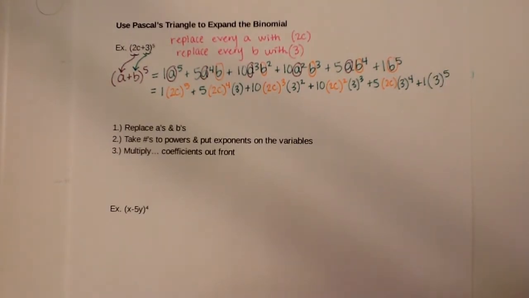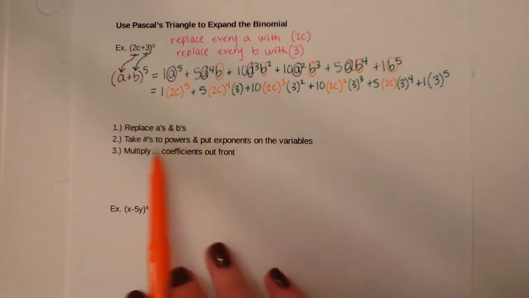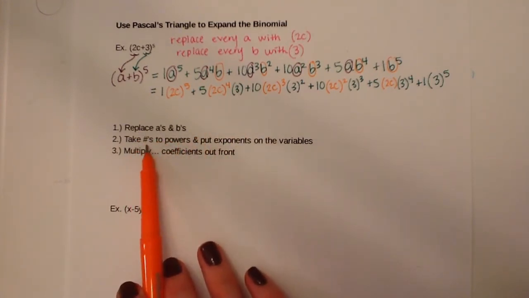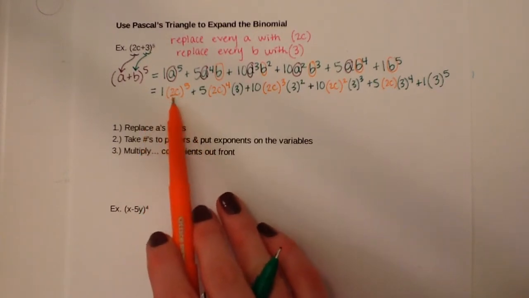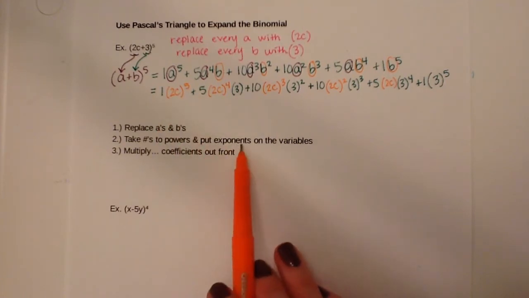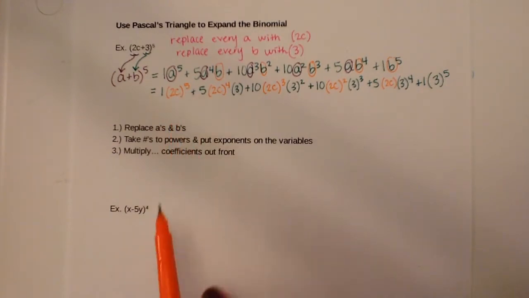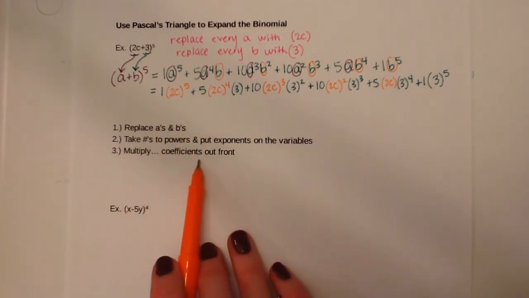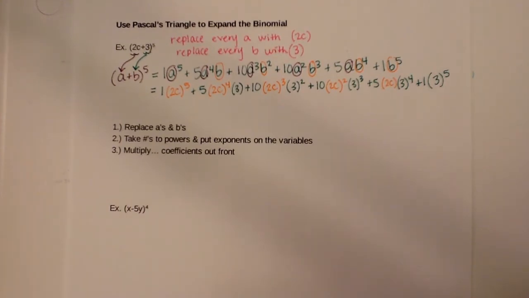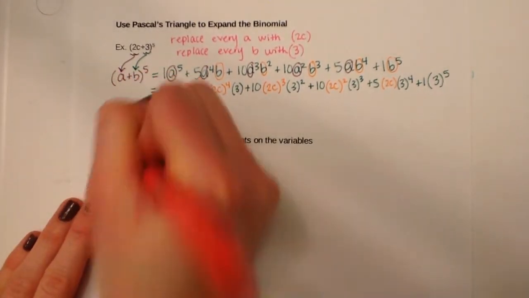So now this is where this comes into play. So we replaced the A's and the B's, so we did that already. So now we're going to take the numbers to the powers, so meaning we're going to take the number, so 2 to the power of 5, and put the exponents on the variables. So our variable is c, so we're just going to put the exponent on c, so it's going to become c to the 5th. And then we're going to multiply the coefficients out front when we get there. So let's go ahead and do that step. So we have (2c + 3) to the 5th. So that was our problem.